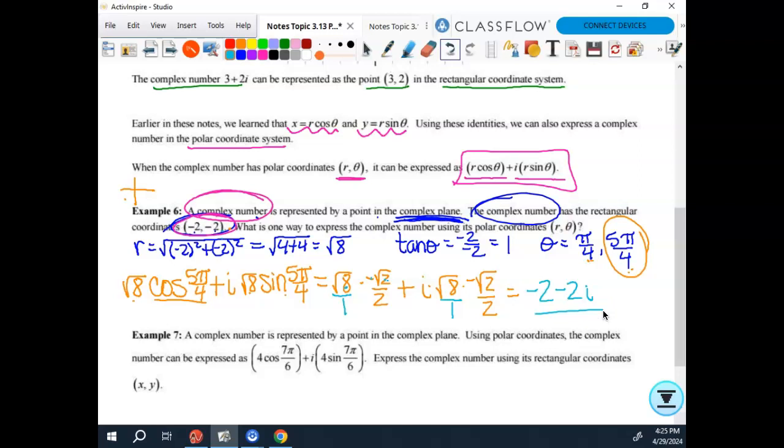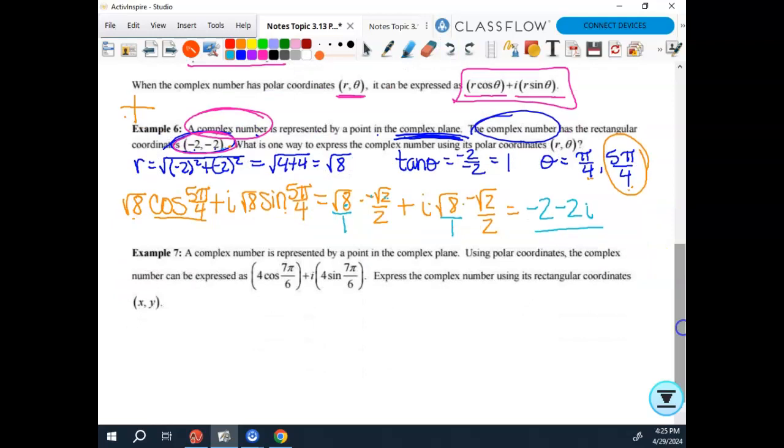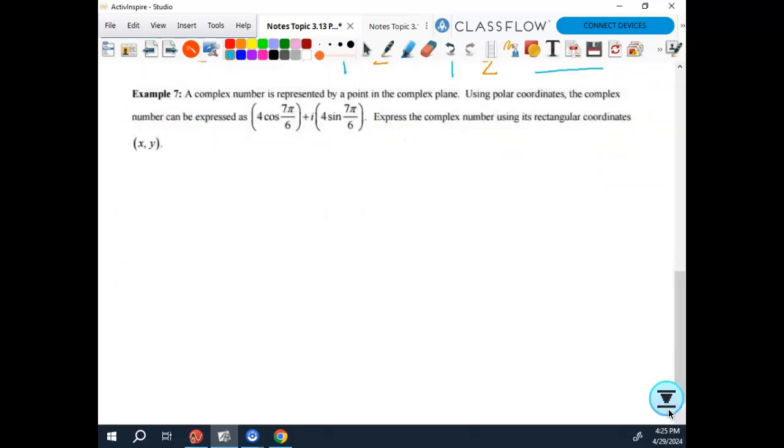Okay? All right. So now, let's say we have a complex number that is represented by a point in the complex plane. Using polar coordinates, the complex number can be expressed as this. Express the complex number using its rectangular coordinates, x, y. Okay, so we need to actually figure this out here.